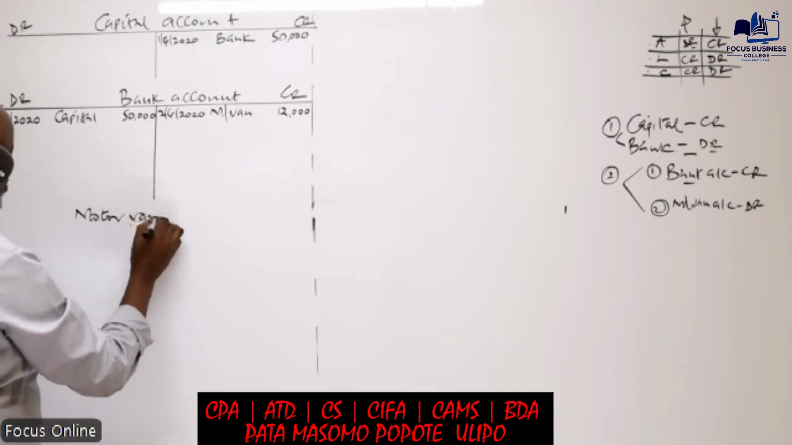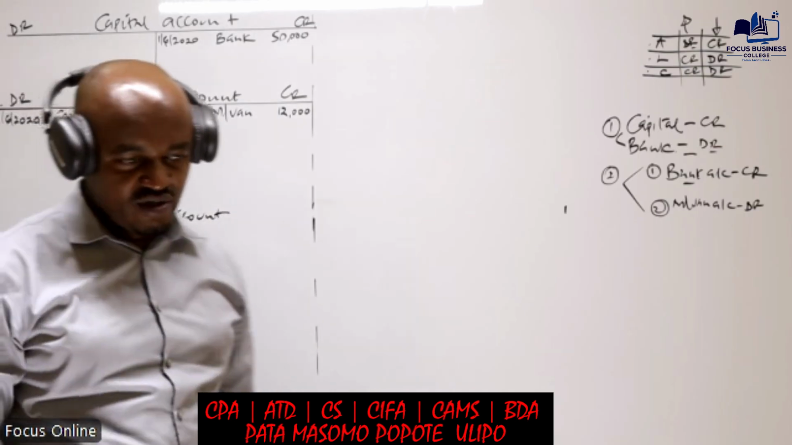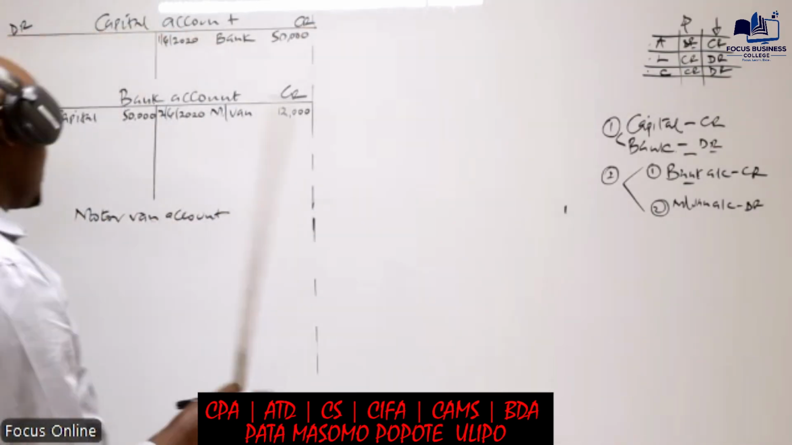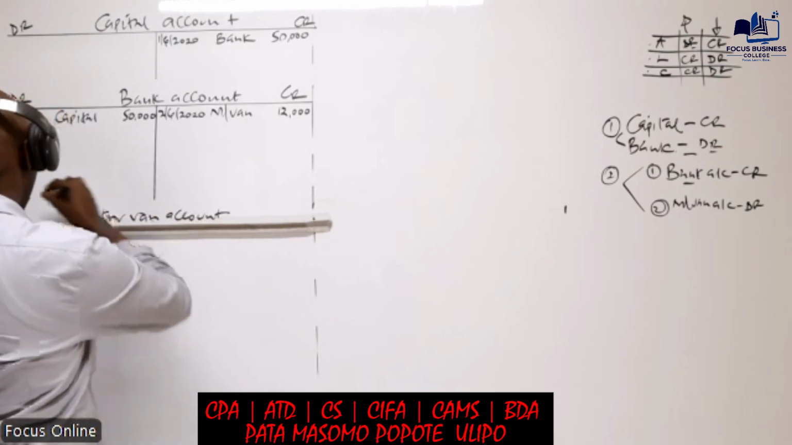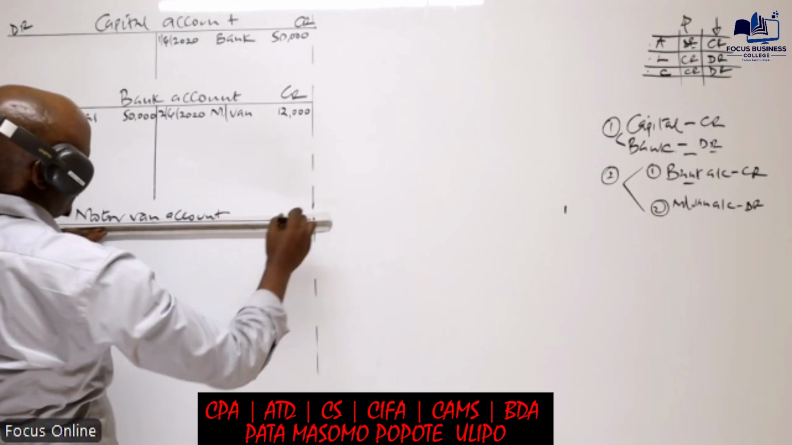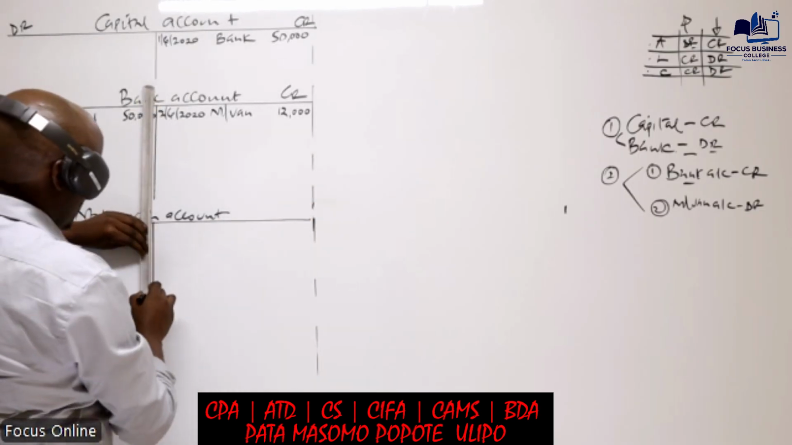Then from there, we open the motor van account. In case of any question, please type it in the chat box. This is a very, very important concept. You have to understand this. This is the foundation of financial accounting. You must understand this concept of double entry.